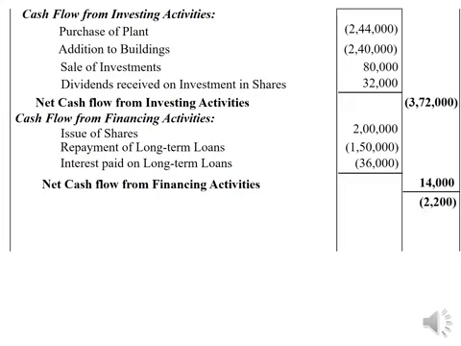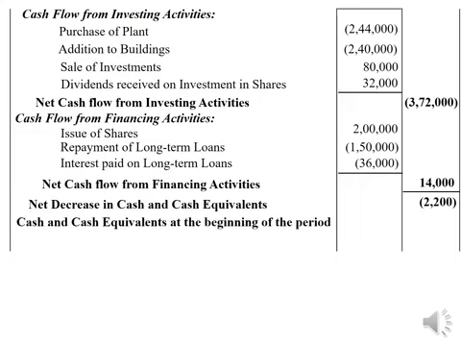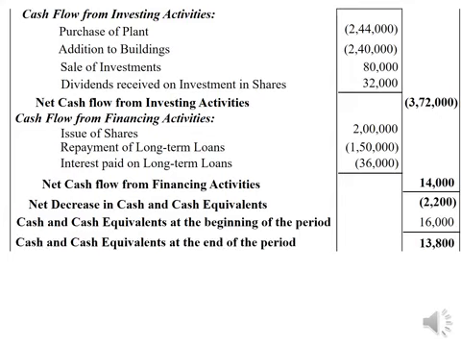Adding all the three cash flows, we get minus figure 2,200 as net decrease in cash and cash equivalents. Then adding up opening balance of cash and cash equivalents 16,000 to minus figure 2,200, we get 13,800 as closing balance of cash and cash equivalents. Okay, pause it and write down if you are writing the notes.